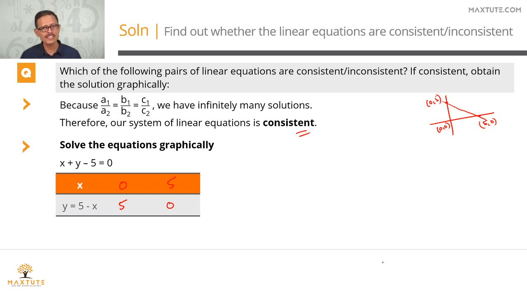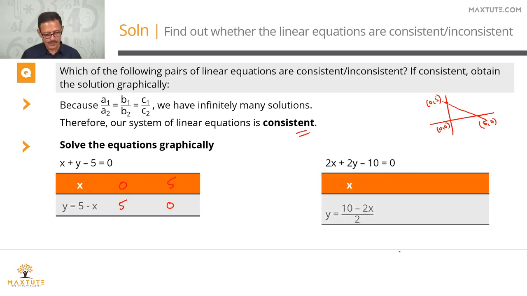Let's run through the same exercise for the second line. I'm going to start with x being 0. When x is 0, this term becomes 0. So 10 minus 0 by 2 is 5. So 0 comma 5 is a point on the second line as well. I'm going to check what happens when y is 0. When y is 0, 10 minus 2x by 2 equals 0. Cross multiply, we get 10 minus 2x equals 0 or 10 equals 2x, which means x is equal to 5. So 5 comma 0 is the second point.